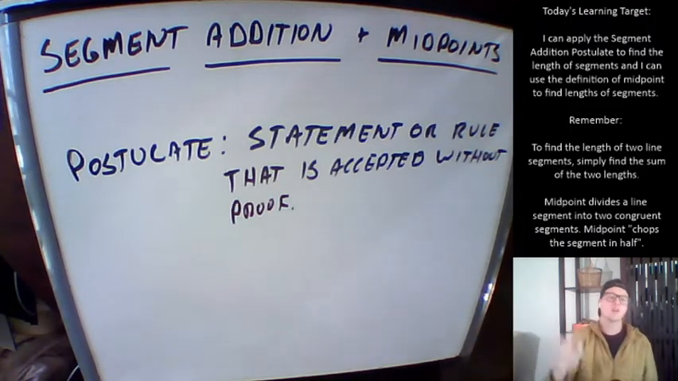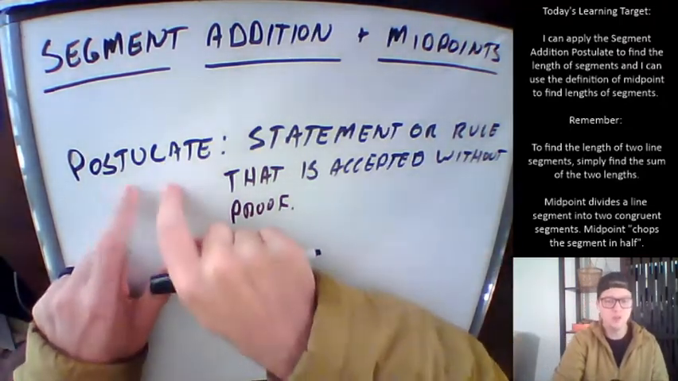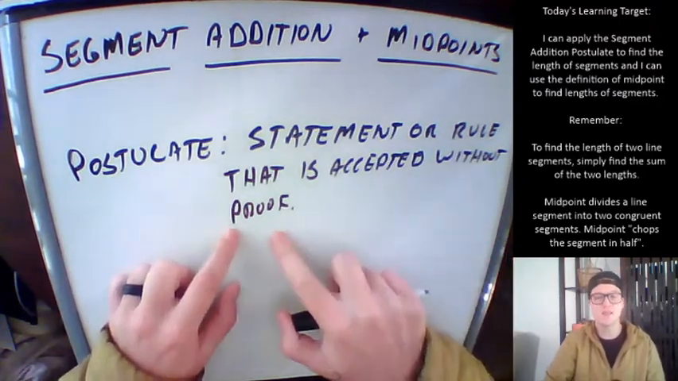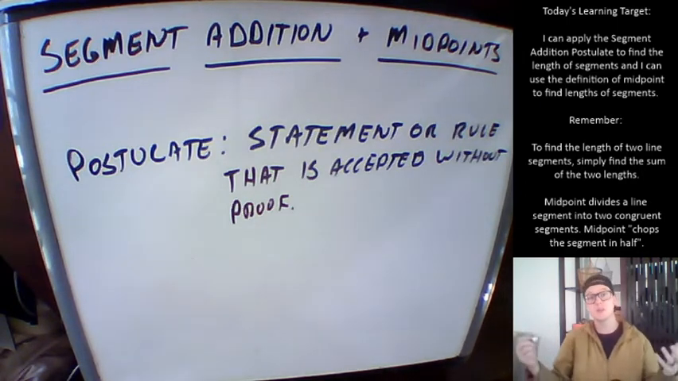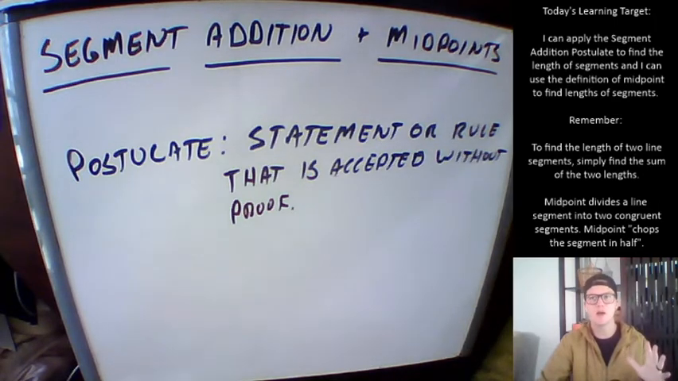Okay, the first thing I want to talk about is this word postulate. It's not something you have to memorize, no vocab quiz, but I want you to be familiar with it. A postulate is just a statement or a rule that is accepted without proof. Now, generally, you can't just make up a postulate willy-nilly and say this is true because it's a postulate. Generally a postulate is something so simple and basic that it doesn't even need a proof, and you'll see exactly why we're calling the segment addition postulate a postulate in a moment.